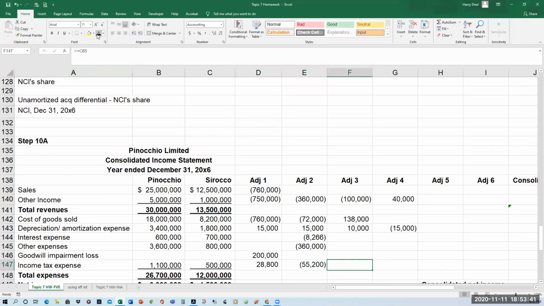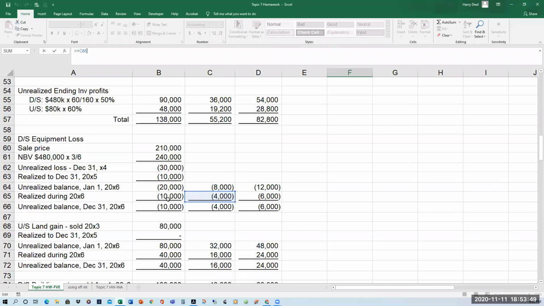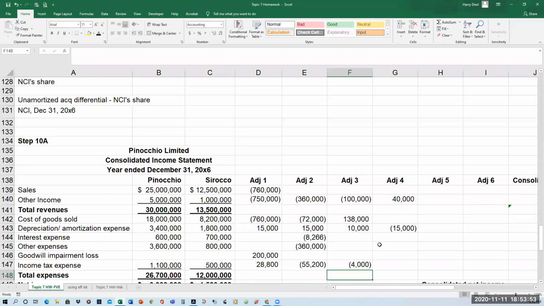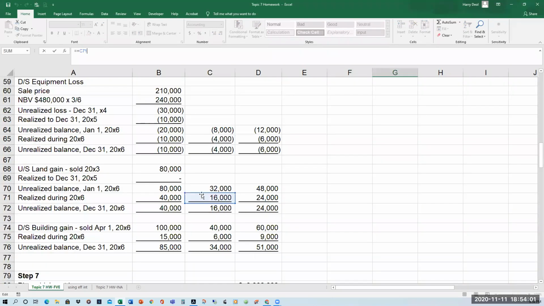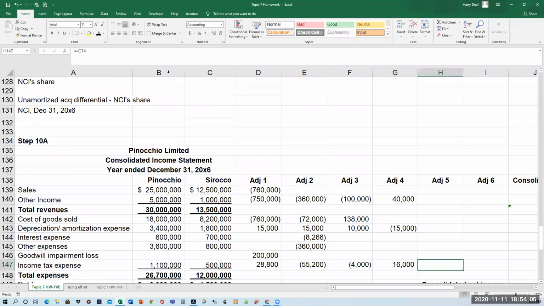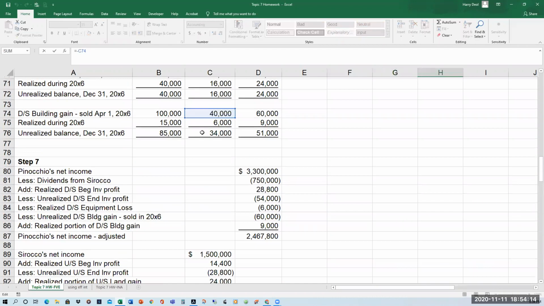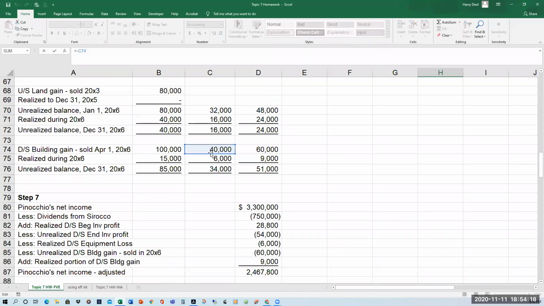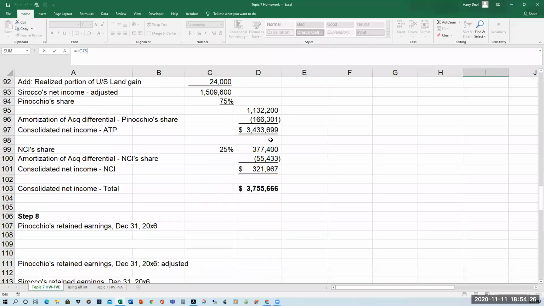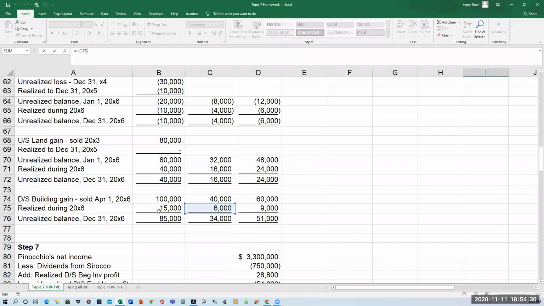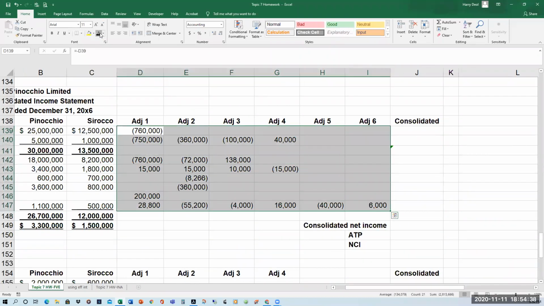Then income tax expense should be lower by $4,000 because that's the tax amount pertaining to the realized equipment loss for the year. Loss reduces income, so income tax expense should be lower. Then $16,000 is the tax amount on the realized land gain. $40,000 is how much income tax should be lower because the intra-company gain on the building sale is unrealized on the date of sale. And then income tax expense will be higher by $6,000. And that's the tax amount on the portion of the building gain that got realized in the year 2006. So those were a whole bunch of adjustments that we make.